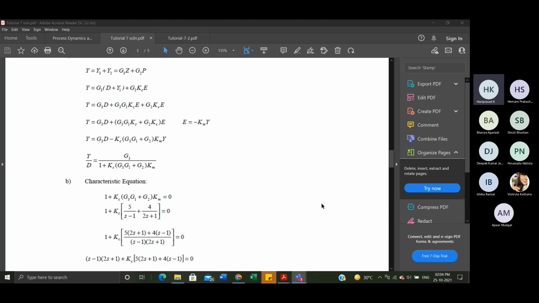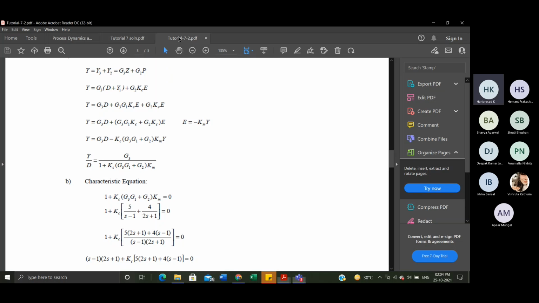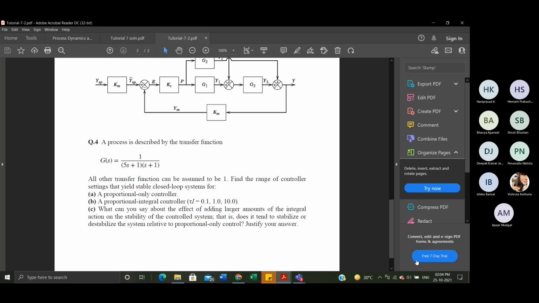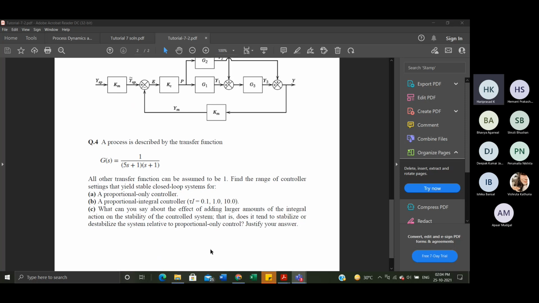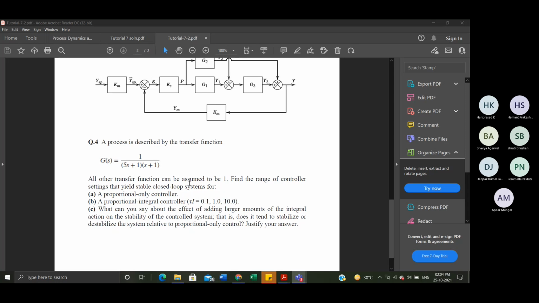Okay, so in the last question, maybe you can just show the question and we can stop. We don't explain it. Here we are given a transfer function, and we need to find the range of controller settings that we have already done, like what are the settings for a closed stable loop system. But here our systems are a proportional controller, a proportional integral controller, and the last is if we just increase the integral controller in this system, what will be the effect?